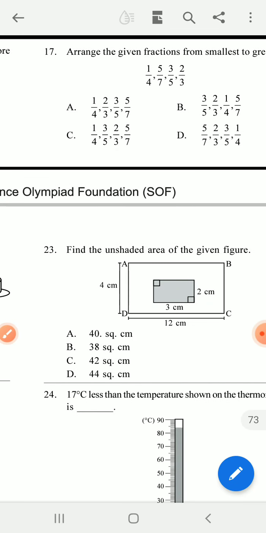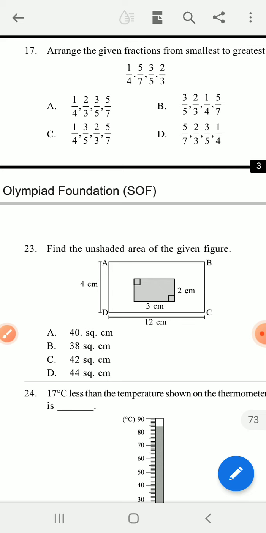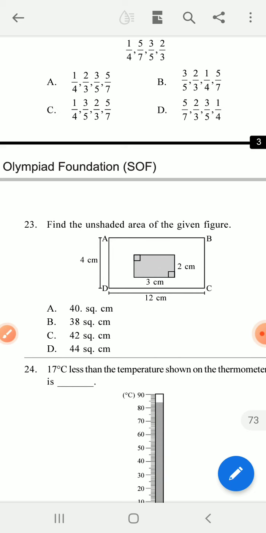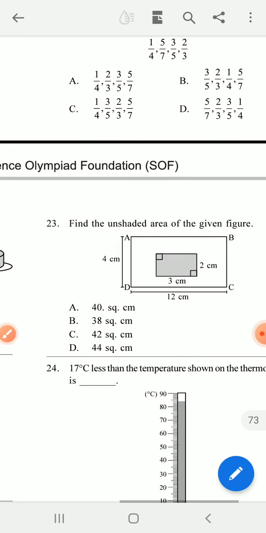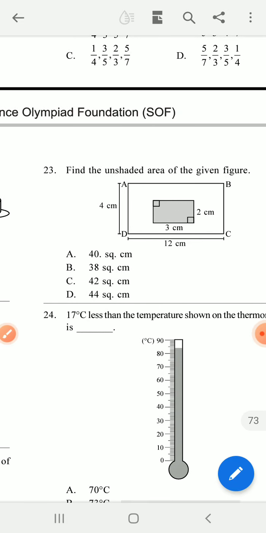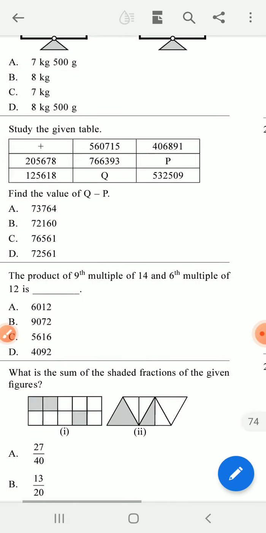Number 23. Find the unshaded area of the given figure. So first find out the total area of the outside figure and then 3 on both sides. 3 plus 3, 6 is subtracted from AB, and here 2 plus 2, 4 is subtracted. 23, the answer is, I think, C. C is the answer.